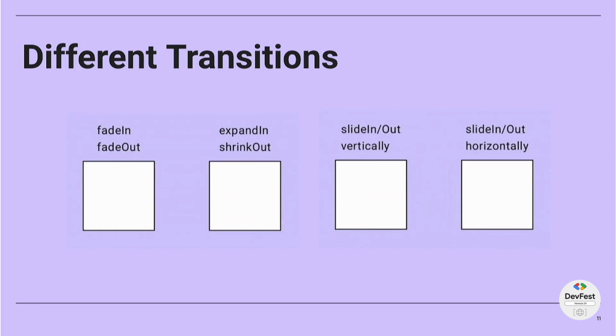Now, when I introduced AnimatedVisibility, I mentioned there are several different transitions that we can use. The default one was fade in, fade out, and I was using a different one. Those are some examples of the different built-in animations. Fade in, fade out, this is the default one, or we can have the component shrinking and expanding, or sliding in, sliding out, horizontally or vertically.